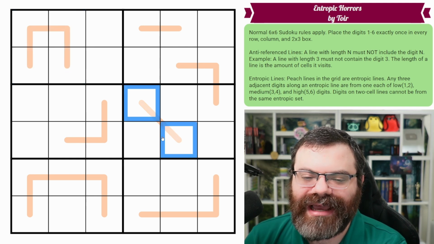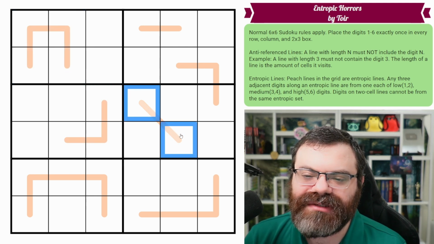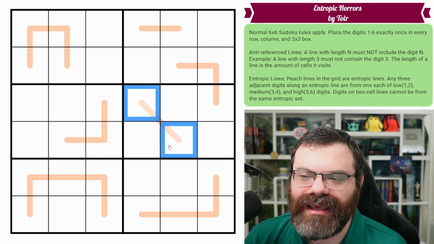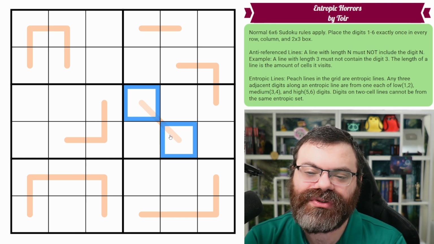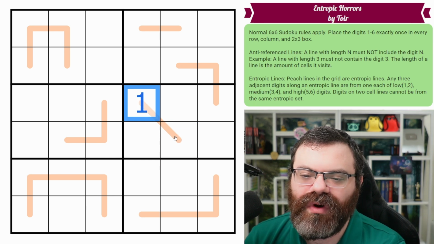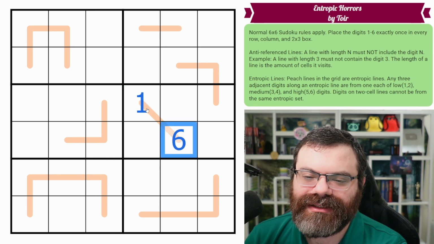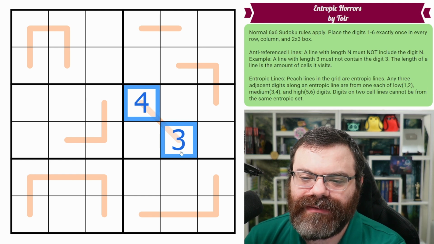If the entropic line is less than 3 in length, then that just means that the 2 cells can't be from the same entropic set. So one of the entropies will be missing, but 2 of them will be represented. So we could do, say, 1 and 4, or 1 and 6, or 4 and 6, but we can't do 4 and 3, because those are both medium.